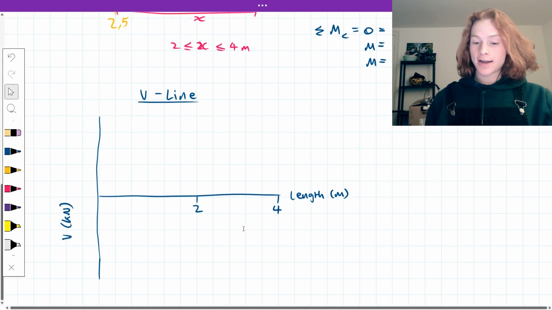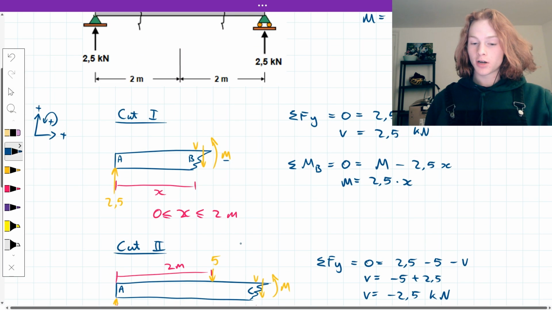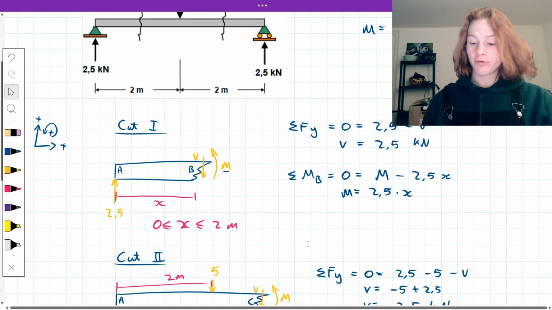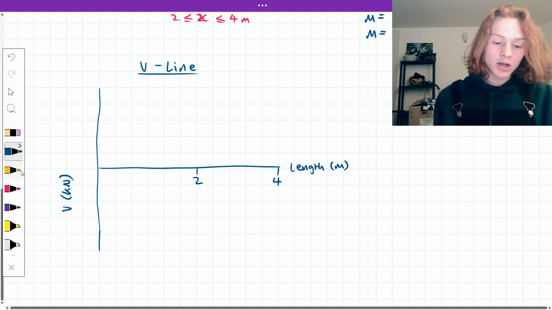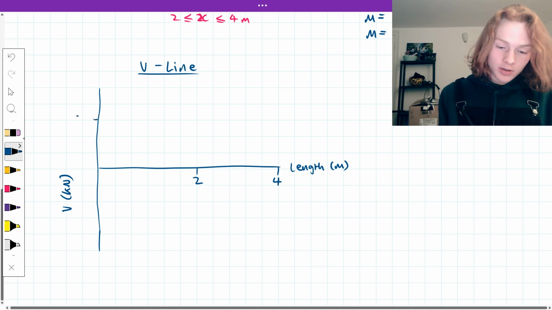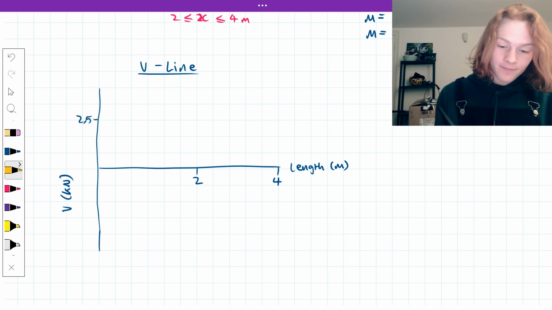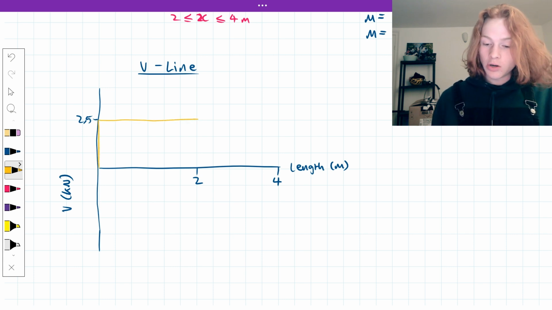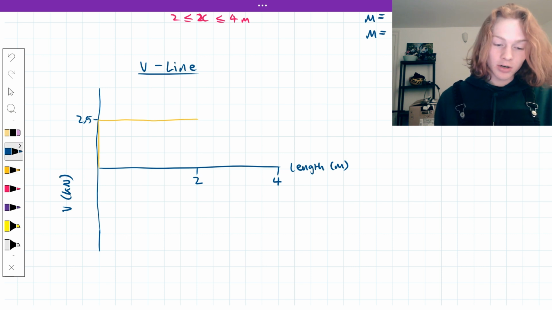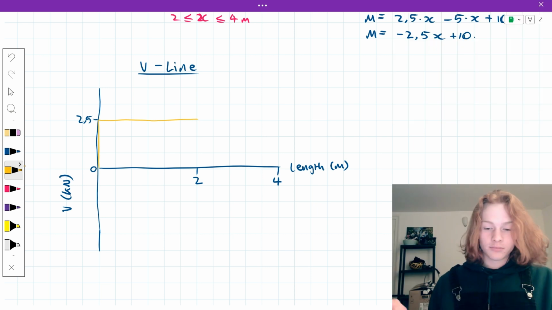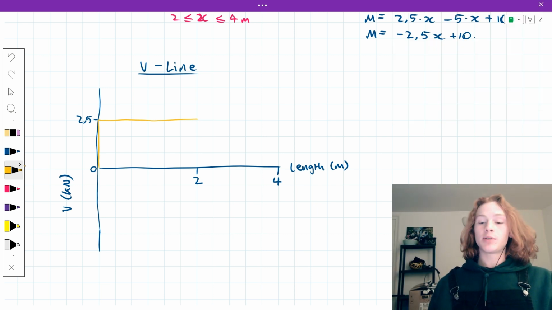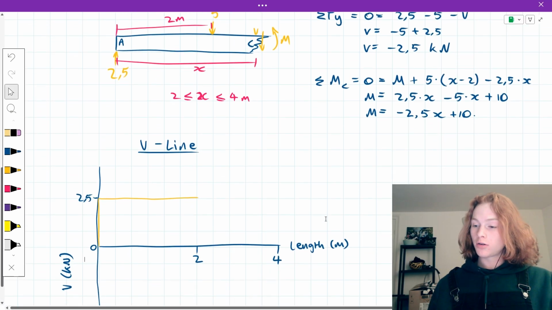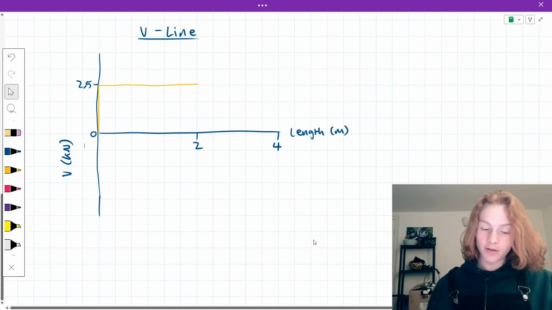Now, between x equals 0 and x equals 2, cut 1 applies, which means that V equals 2.5. Nice and straightforward. So let's just give ourselves 2.5. Then we go up to 2, because between x equals 0 and x equals 2, V is 2.5. Nice, we can fill that in already. And then between x equals 2 and x equals 4, V equals minus 2.5.